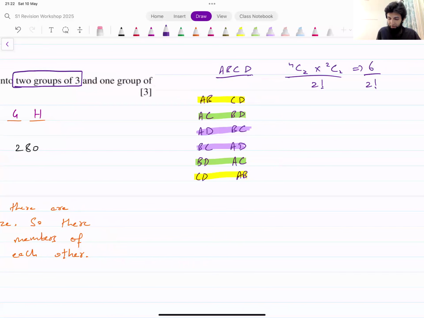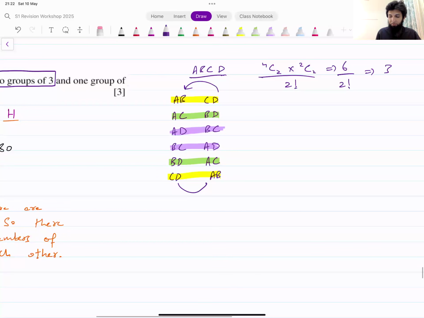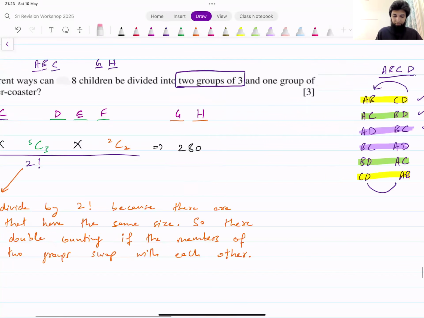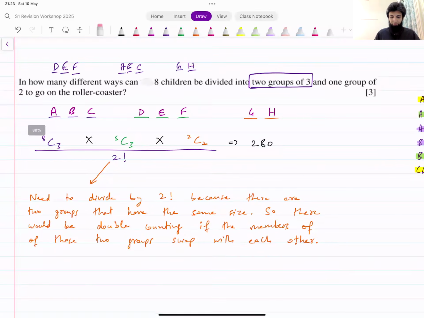because these two are the same. To get rid of that double counting, we divide by 2 factorial, and that gives us 3, and that's the actual answer. We've got only 3 different groupings here. So whenever you have groups like this, in which the size of the groups is the same, you have to get rid of that double counting like this by dividing by 2 factorial. Okay.